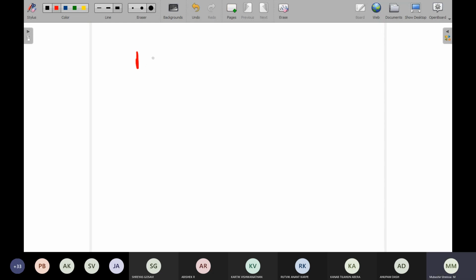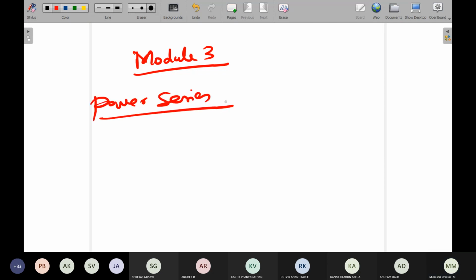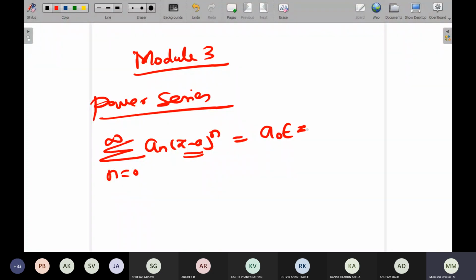Now we are going to talk about module 3. So we are going to talk about power series first. What is a power series? It is a series of the form summation n equals 0 to infinity a_n into (z minus a) whole power n. So this is a power series in z minus a. Once you expand this, it will be a_0 plus a_1 into (z minus a) plus a_2 into (z minus a) the whole square and so on. So this will be the power series expansion.